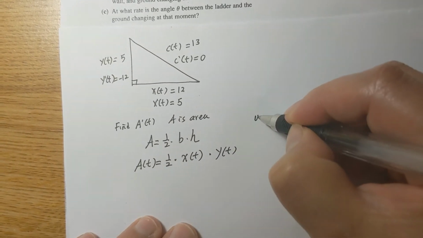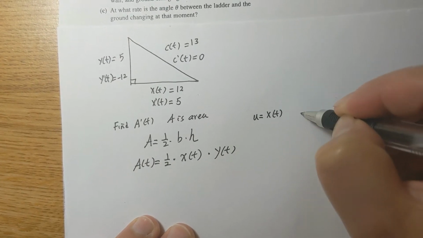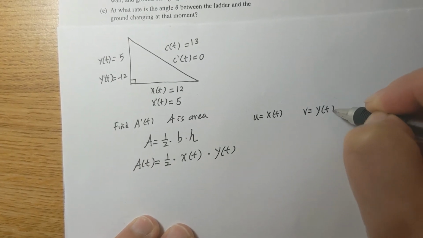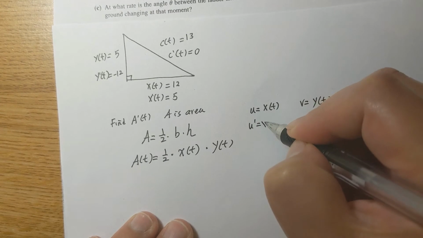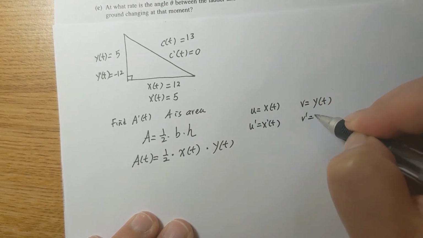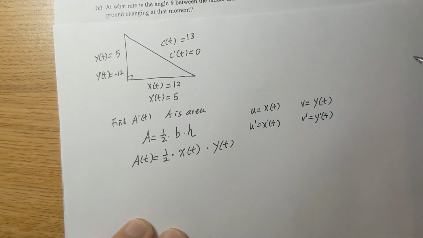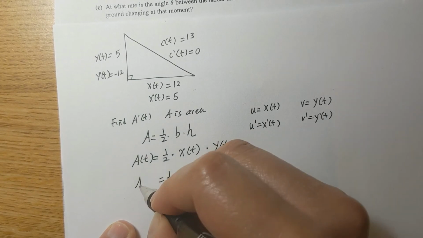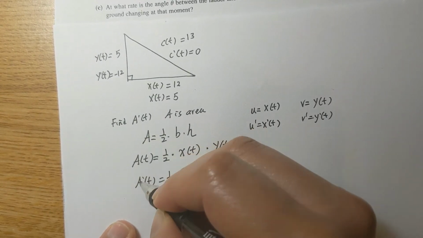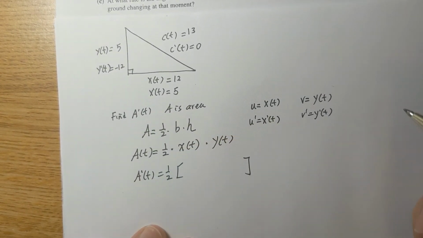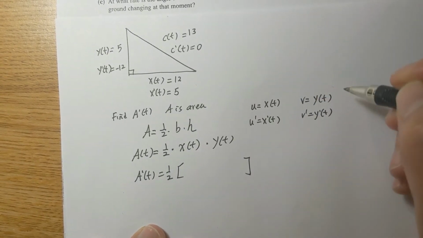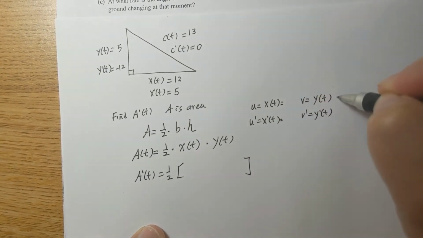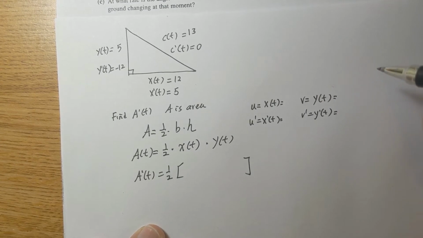So we're going to make u equal to x of t and v equal to y of t. So u prime equals x prime of t and v prime equals y prime of t. Now we are going to put 1/2 and then the product rule over here. So this is A prime of t. Because all of these already have a number, I'm going to write the number next to it, so this way it will be easier to do substitution.